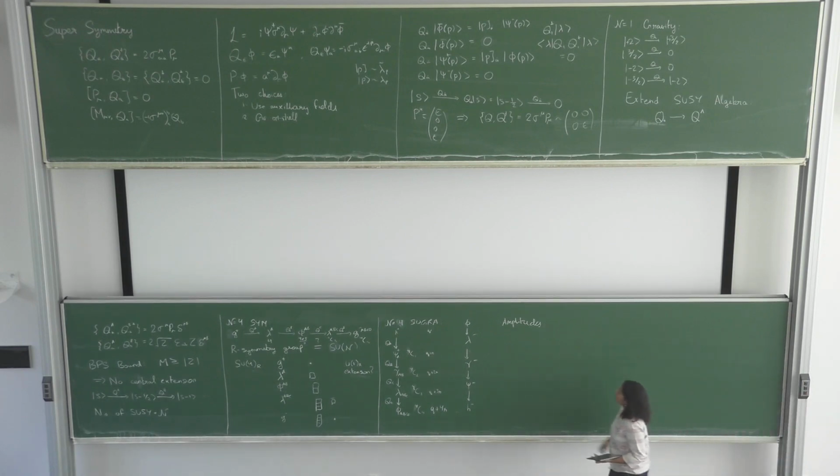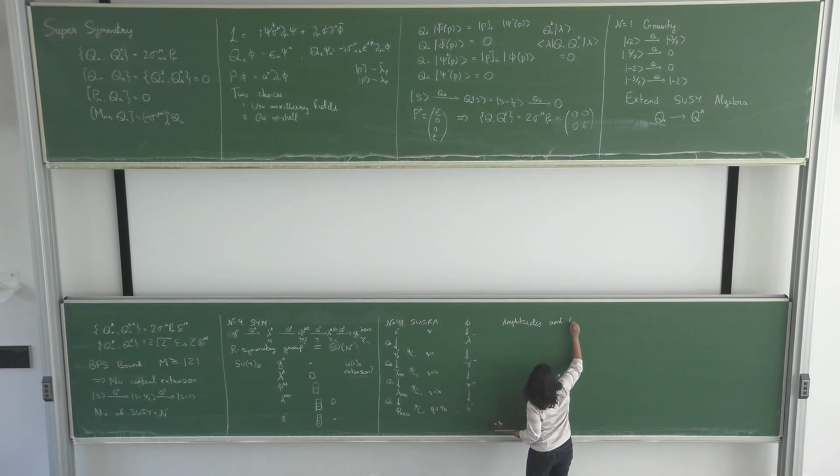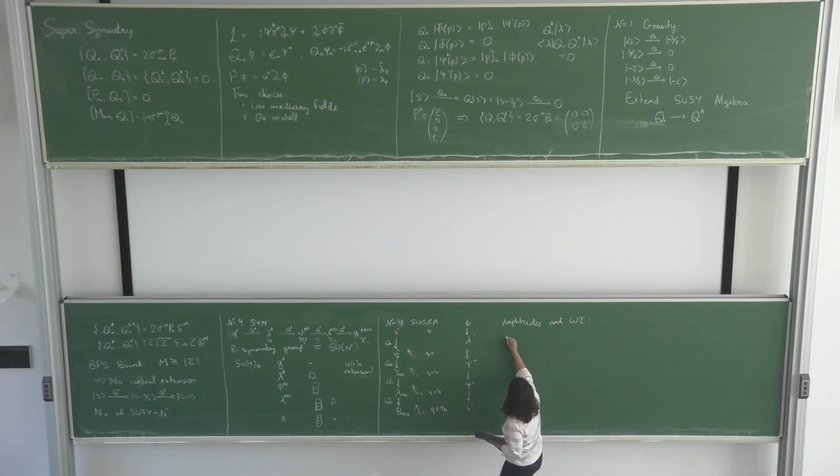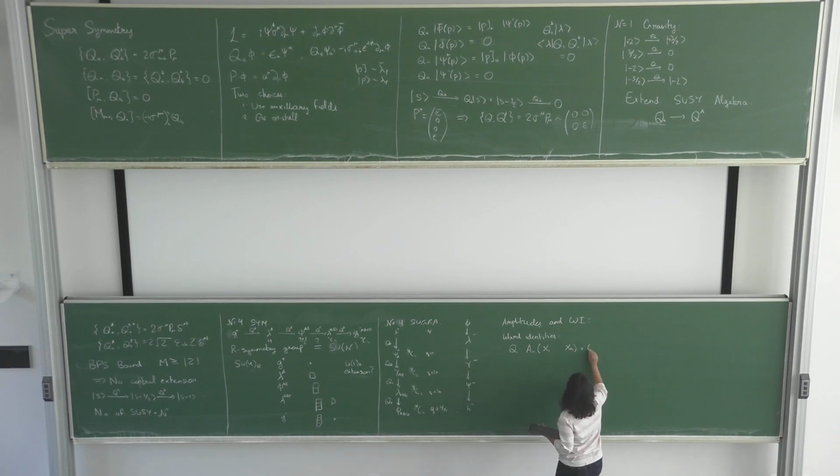In general, amplitudes, let me say it this way. The way that symmetries act on shell is through Ward identities, right? And these Ward identities take the form of some symmetry, in our case Q, which will have to act on an amplitude A_n with some states x1 through xn, and this will need to be 0.